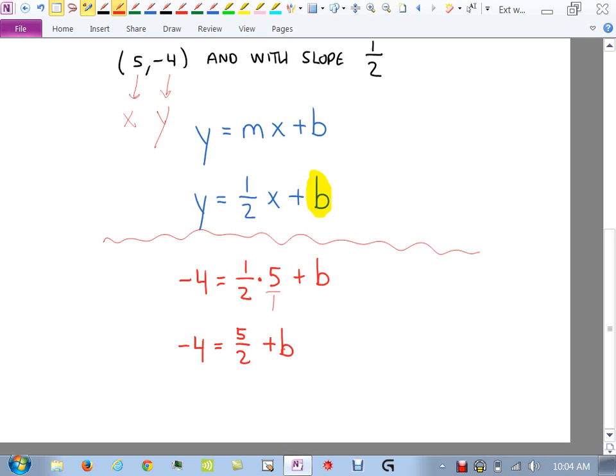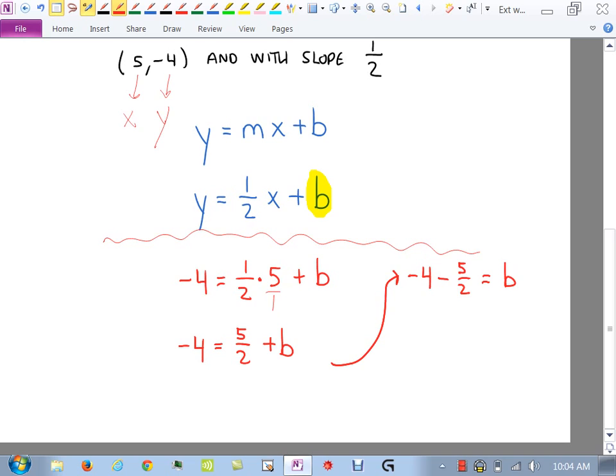Now how can I get b by itself here? Subtract 5 halves on both sides. I'll do that right up here. So I take -4. I'm going to subtract 5 halves on the left side. On the right side, I subtracted 5 halves and it went away, didn't it? So I didn't really show that, but underneath this, I subtract 5 halves. On the right side, it goes away. I just have the b. On the left side, I have to figure out what that is.